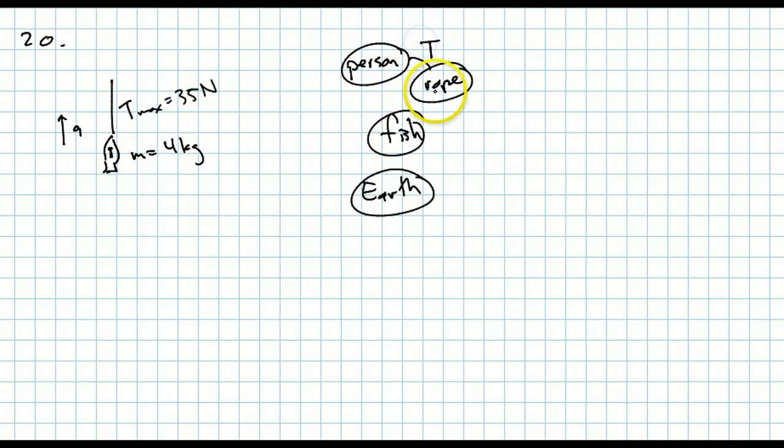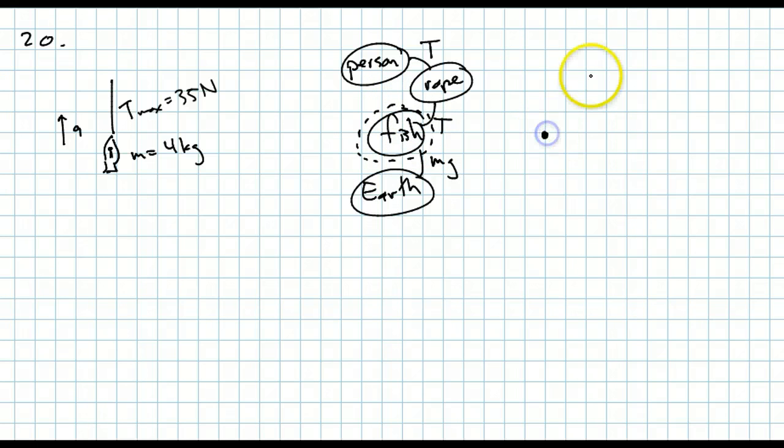So there's a tension force the person exerts on the rope, which exerts a tension force on the fish. The fish is not touching the ground, but there's a weight interaction between the two. There are also some interactions between the person and the earth and other things, but we only care about the fish. So we have all our fish interactions.